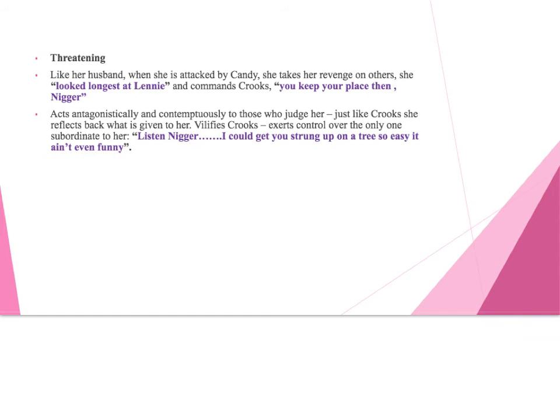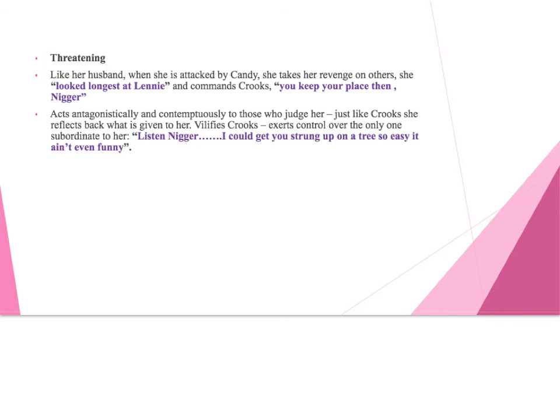In chapter 4, when she needs to reassert power, her threatening persona is linked to her husband yet again. When Candy tells her to go roll her hoop, when Candy insults her, she doesn't attack Candy. Instead, she looks longest at Lennie and then commands Crooks to "keep your place." So she goes for the weakest one that she can, and the weakest one in that situation is Crooks, because he has the most to lose. He's the one who's already at the bottom of the social hierarchy because of the colour of his skin. So she goes for the weakest one.